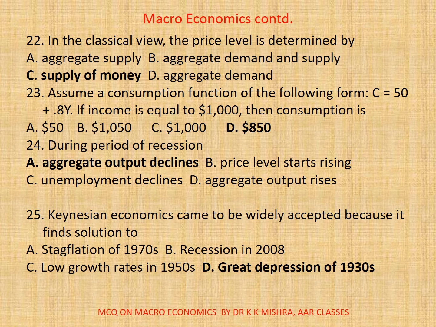24. During period of recession, A. Aggregate output declines. B. Price level starts rising. C. Unemployment declines. D. Aggregate output rises. Correct option is A. Aggregate output declines.